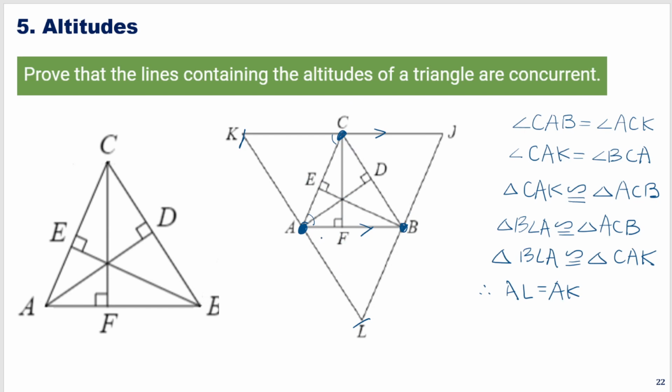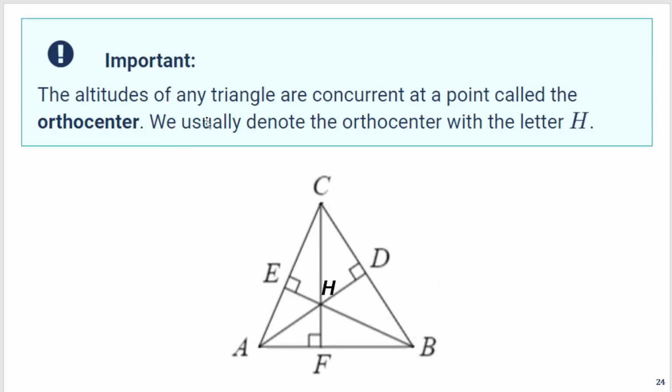We already know the perpendicular bisectors will cross at the same point. So BE, AD, and CF are concurrent. Did you get it? So actually we have proved like this. The altitudes of any triangle are concurrent at a point, and this point is called orthocentre. We usually denote orthocentre with letter H.